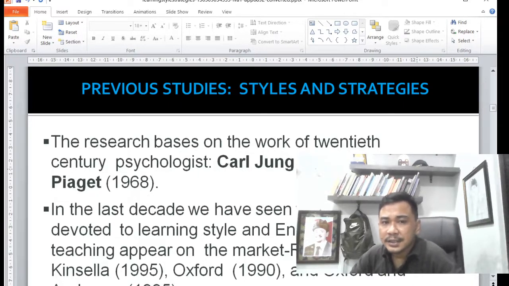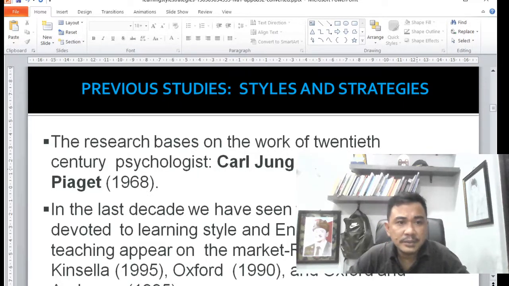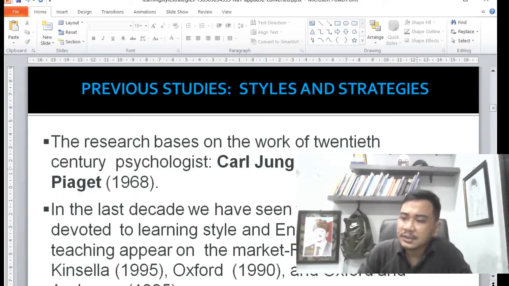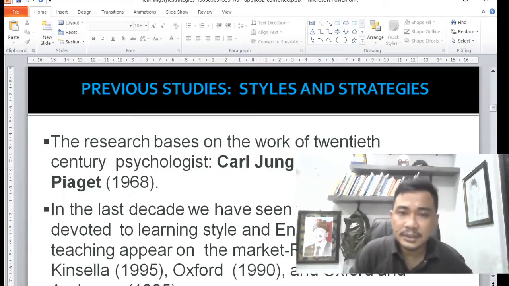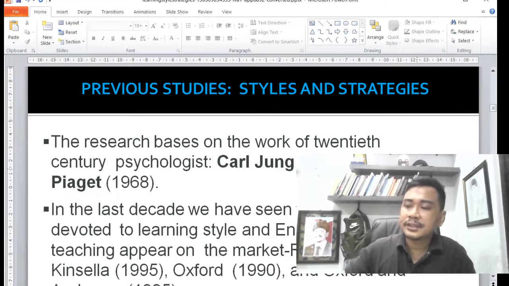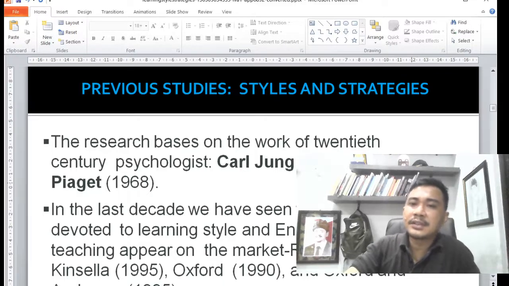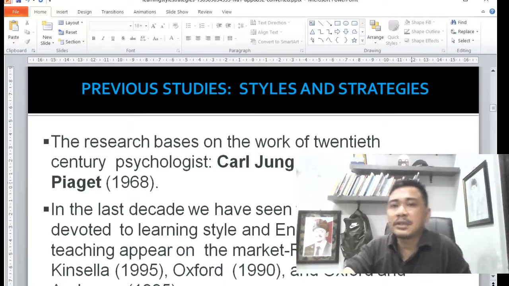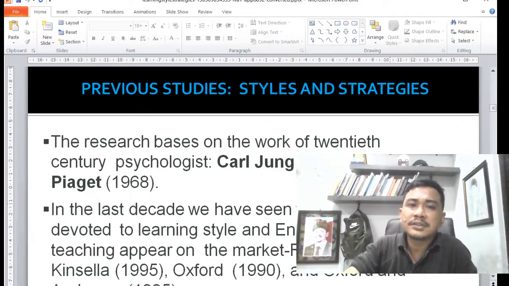And then in the last decade, we have seen work specifically devoted to learning style and English language. We have so many works like Markwright, Zella, Oxford and Anderson. You can go further by browsing the relevant literature on these styles and strategies.